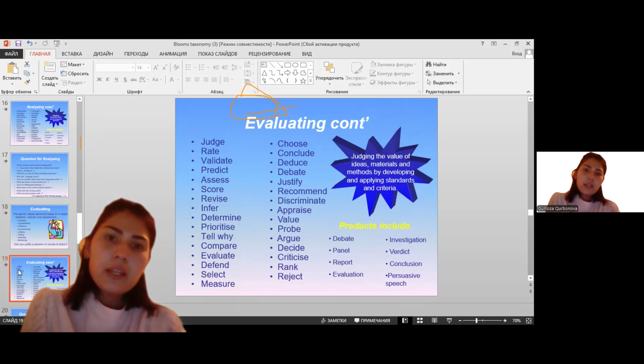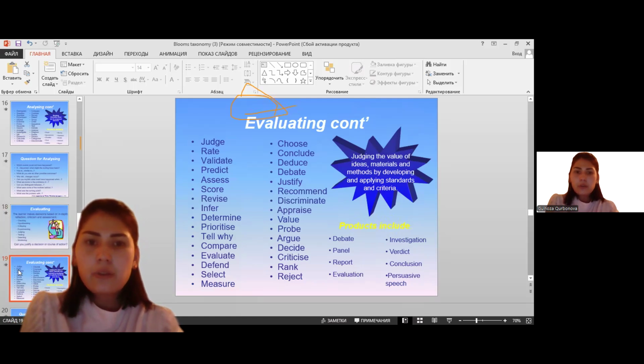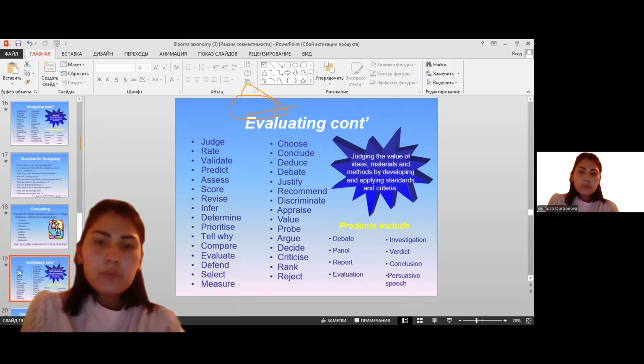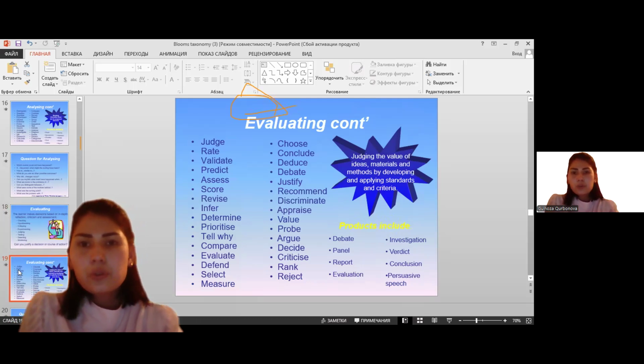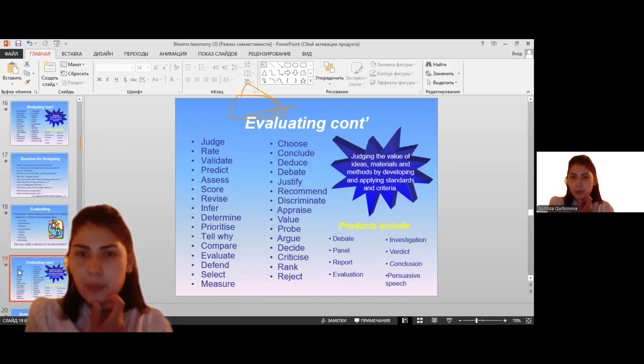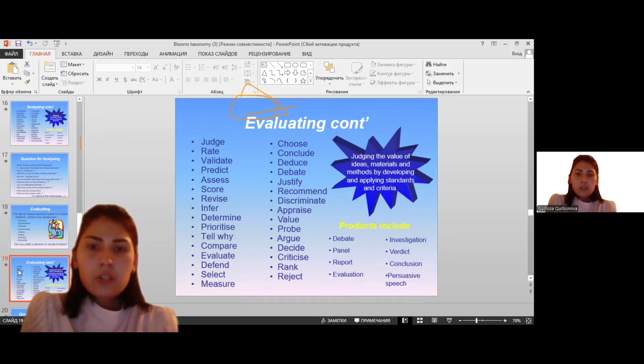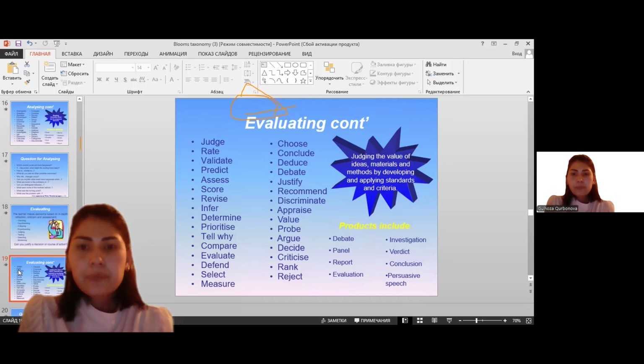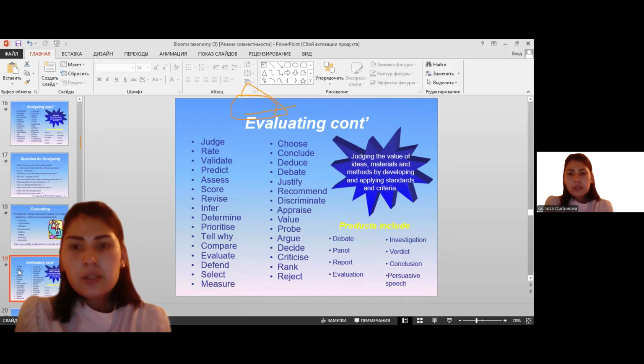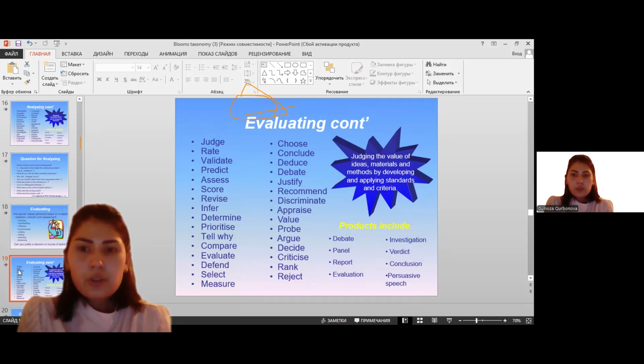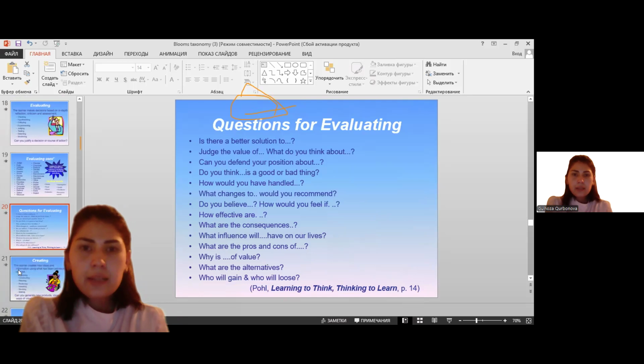Judge, rate, validate, predict, assess, score, revise, infer, determine, prioritize, tell why, compare, evaluate, define, select, measure, choose, conclude, deduce, debate, justify, recommend, discriminate, argue, decide, criticize, rank, reject, debate, panel, report, evaluation, investigation, verdict, conclusion, persuasive speech. Next one.